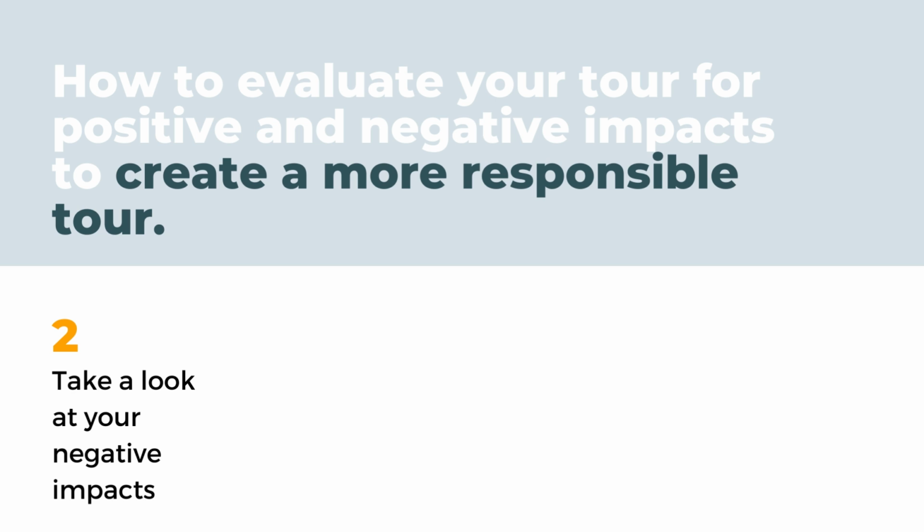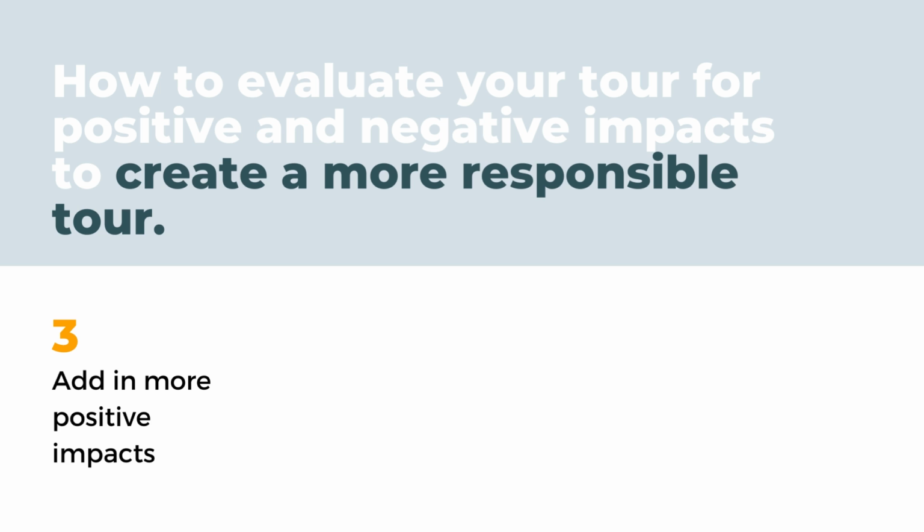Number two, take a look at your negative impacts and see if there are any you can eliminate. While some negative impacts might be impossible to eliminate, for example, an internal flight on a multi day tour that has no option for a train, some are quite easy to erase.